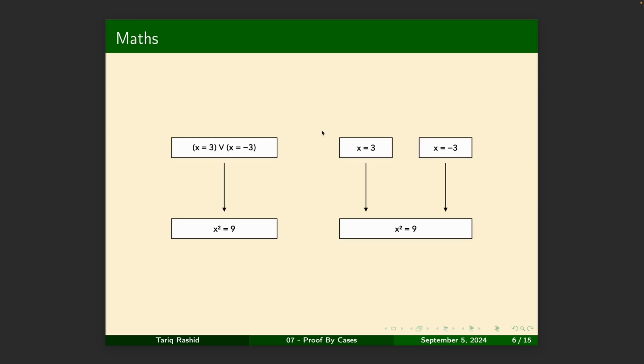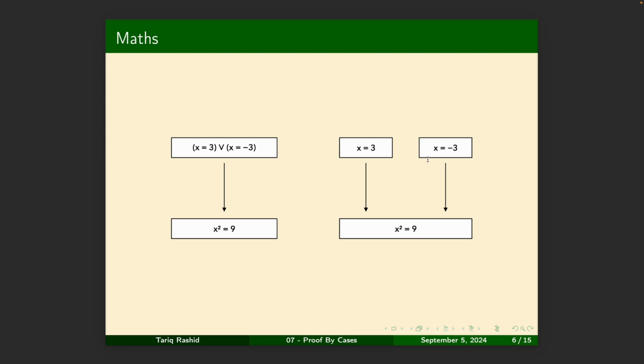It's just a picture that visually shows our starting point on the left-hand side, which is x is 3 or x is minus 3 as a hypothesis, a disjunction, and we want to prove that x squared is 9. What we've done is break the more complicated hypothesis into two simpler ones. We test x is 3 and check that it leads to x squared is 9, and we test x is minus 3 and make sure that also leads to x squared is 9.